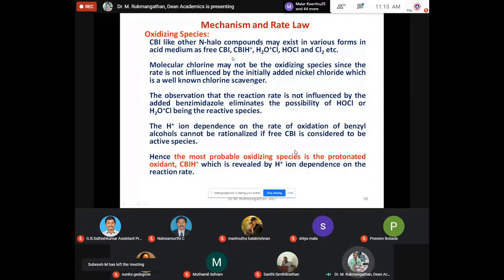The remaining two are CBI and CBIH+. Out of these two, which one is the oxidizing species? That we have to finalize. In our third study, the effect of H+ ion, perchloric acid, on the reaction rate, we ended up with a fractional order dependence. When the reaction rate has fractional order dependence with respect to the H+ ion, it means there is the participation of CBIH+ in the reaction mechanism. If the reaction rate were not depending upon the H+ ion, CBIH+ could be ruled out, and then CBI would come into play. But in our case, the reaction rate truly depends upon the H+ ion strength. It has fractional order dependence, so CBI can be ruled out. Free CBI cannot exist. CBIH+ will be the oxidizing species for our reaction mechanism.